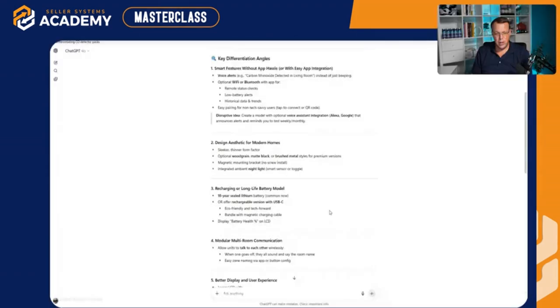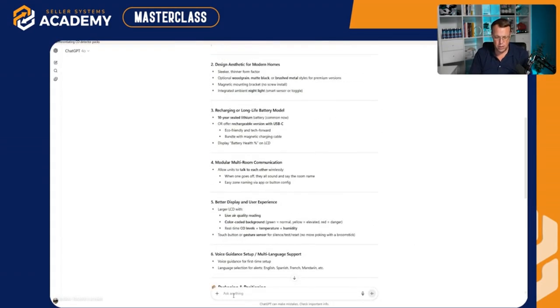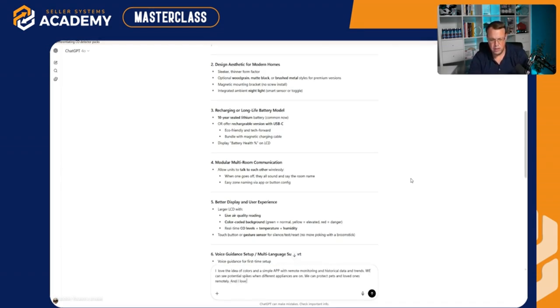What I would do now is I would say, okay, I love the idea of colors and a simple app with remote monitoring and historical data. We can see potential spikes when different appliances are on. We can protect pets and loved ones remotely, right? And I love the idea of aesthetics.